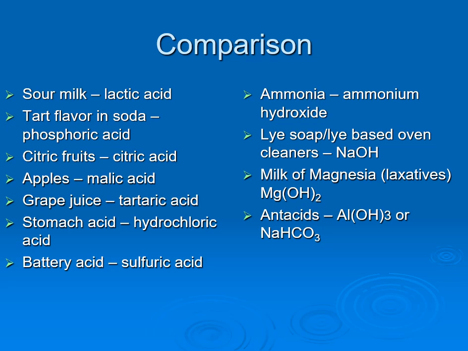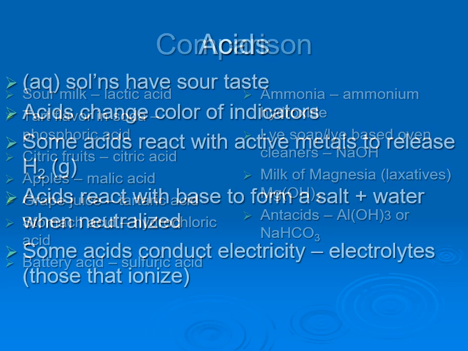On the base side, ammonia is actually a solution of ammonium hydroxide. Lye soap or lye-based oven cleaners have sodium hydroxide in them and are very dangerous, like many of the acids are. Milk of magnesia, which is a laxative, is magnesium hydroxide. And antacids can either have aluminum hydroxide or sodium hydrogen carbonate, which is also called sodium bicarbonate.